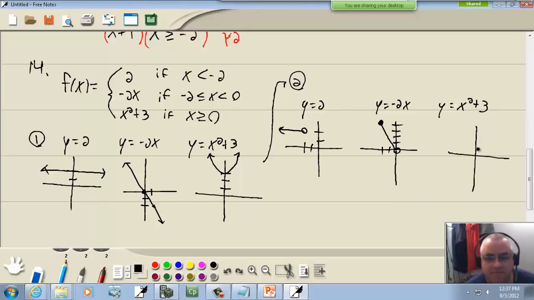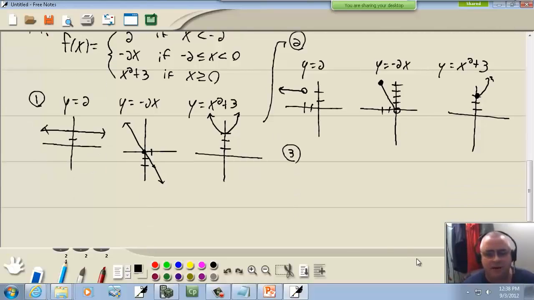Now this one looks like this when x is greater than or equal to 0. So we're going to keep where x is greater than or equal to 0, which is the right side here. It's greater than or equal to, which means this will be a solid dot. Okay. Then step 3, merge those into a single graph.